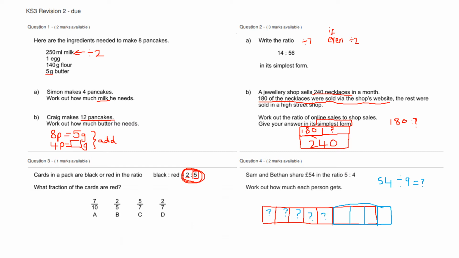And then we've been asked how much each person gets. Well, Beth gets these 4 over here. So you need to do 4 times your question mark to work out what Bethan gets. And then Sam gets 5 lots of your question mark. So you need to write down what Sam gets. So 54 divided by 9, that tells you the question mark. And then you need to multiply as shown.